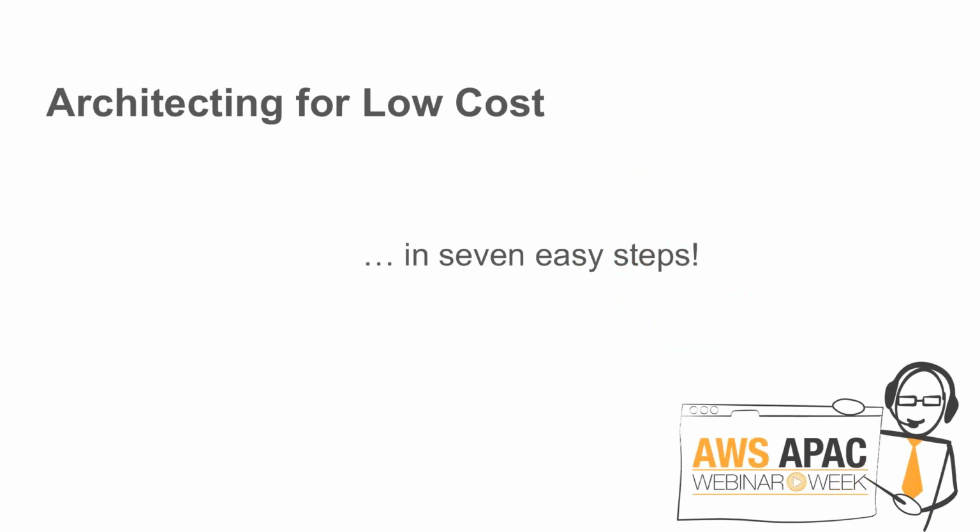So how do we architect for low cost on AWS cloud while maintaining high performance and availability in your applications? Well, I'm going to share with you how you can architect for low cost and high performance on AWS cloud in the 7 easy steps.